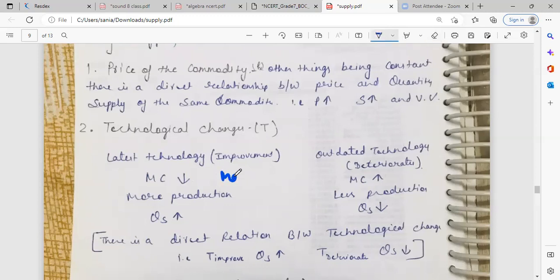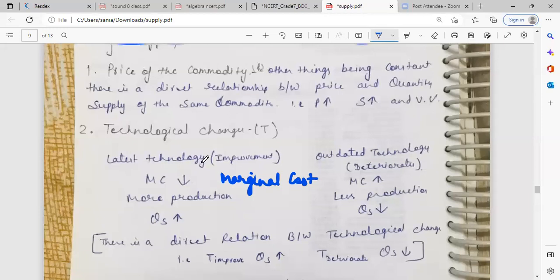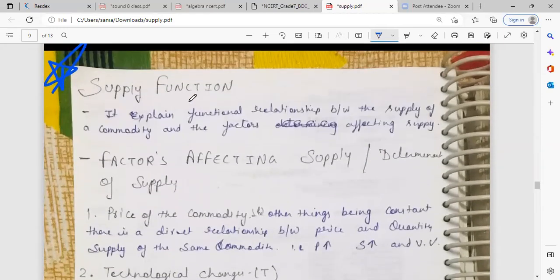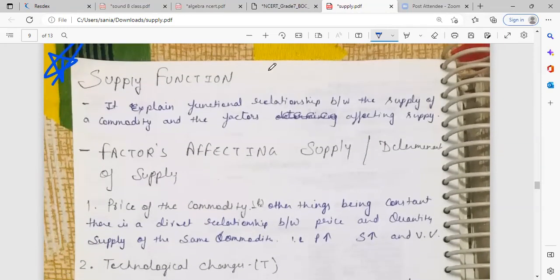So right now we are not copying and pasting from the book, right? These are our own notes. So instead of writing MC, you can write marginal cost, but write it like this because it will be easy for you to recall. Revision time, it will be helping you. So you can make your notes in a short way. Just write supply function and the factors affecting supply, or determinants of supply.